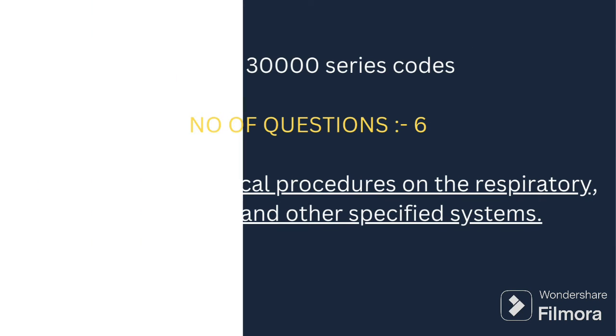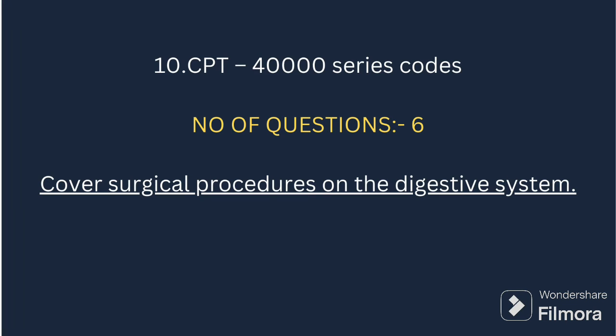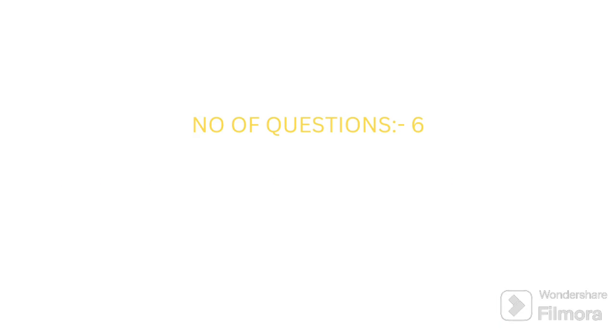Next is the 40,000 series codes in CPT, the number of questions asked is 6. So for clearing the 6 questions, you should cover all the guidelines as well as the topic in the digestive system of 40,000 series. Go through all the procedures and everything. Then only you will have proper knowledge of how to code that. Do at least 50 questions from the topic.